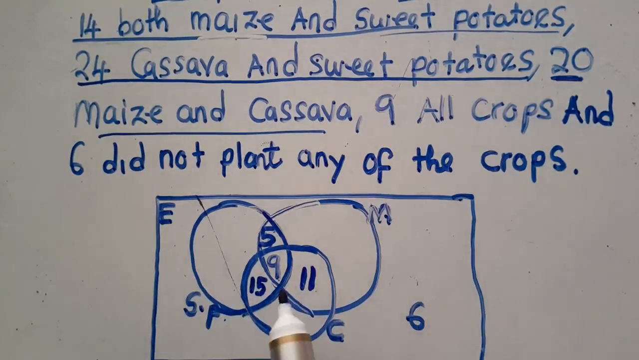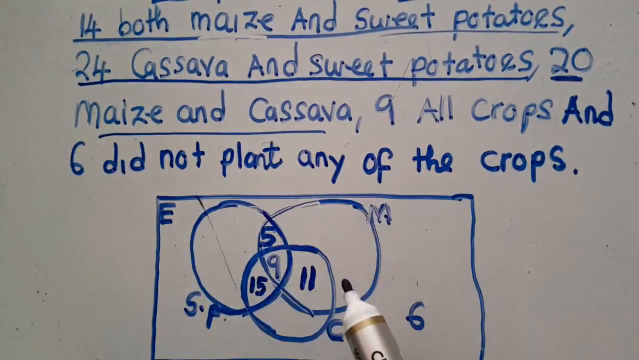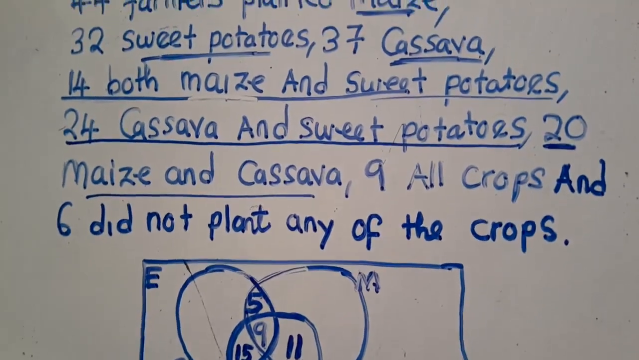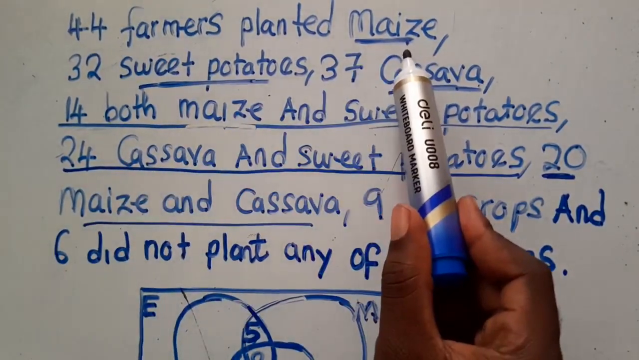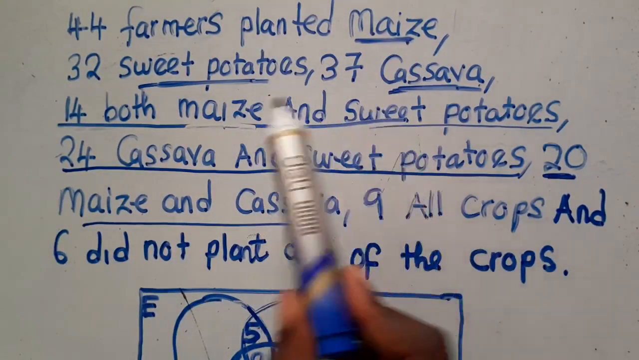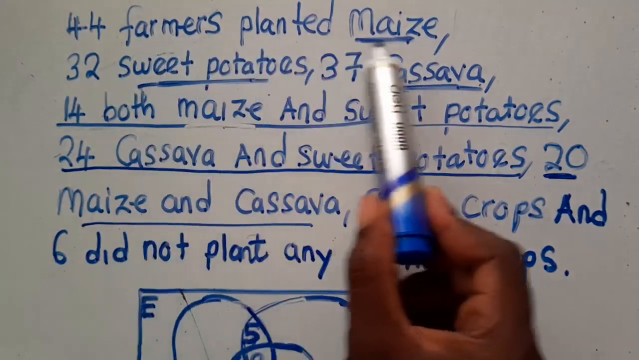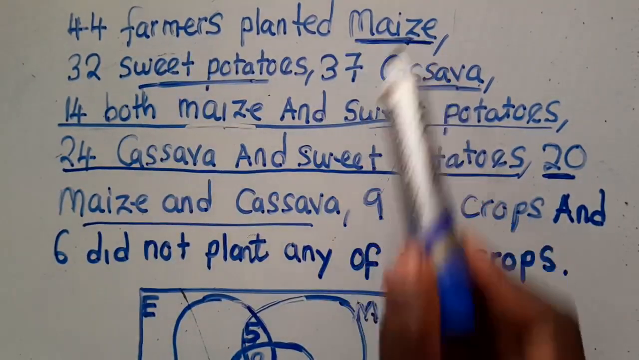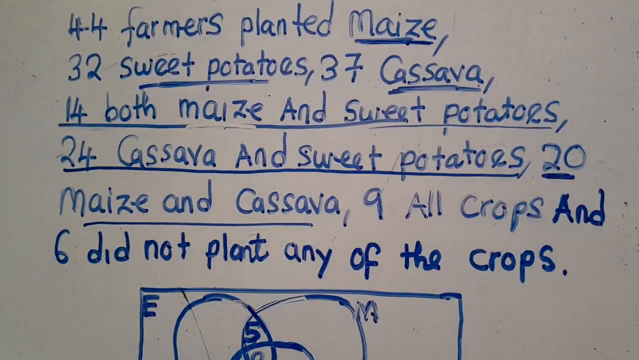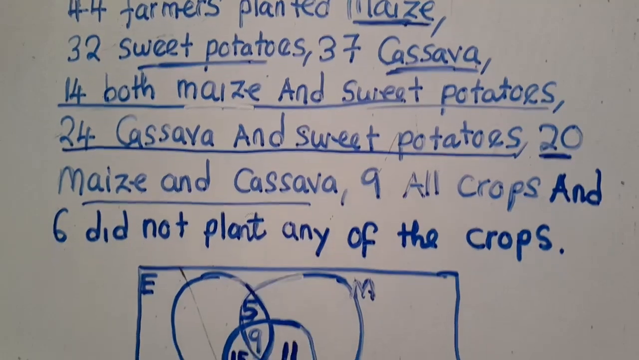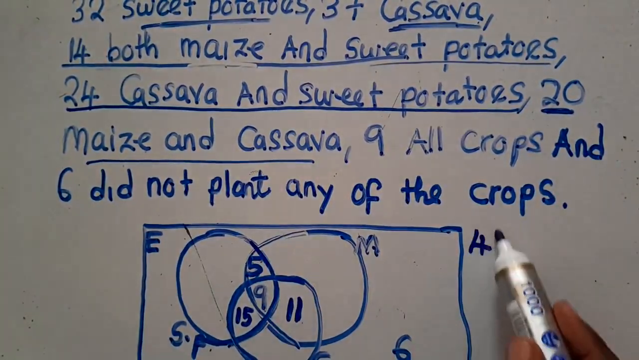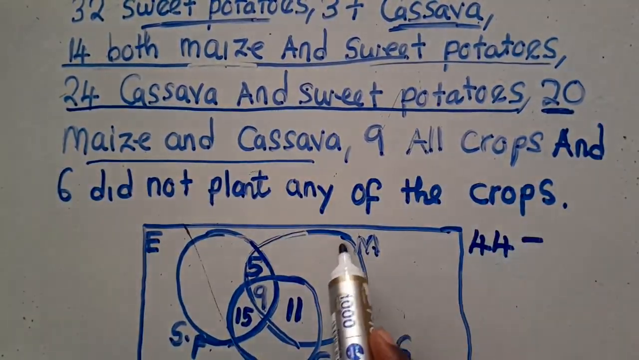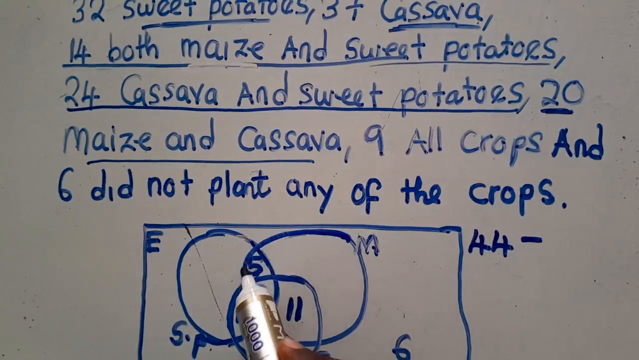So after you do this, then you go to the crops. How many planted maize? You check. 44 farmers planted maize. So what I'm supposed to do now is that I know that 44 farmers planted maize, so I'm going to say 44 minus the numbers that are already in the maize here.